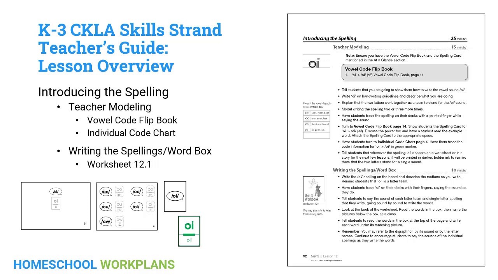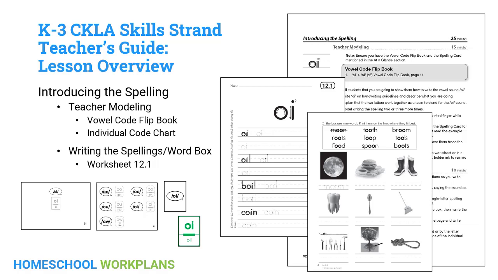And then step by step, you'll be guided through how to model for your student how to write OI, O-I, using neat penmanship, and then how to use O-I in spelling. You'll also be prompted to have students turn to page 4 of the individual code chart. And again, they'll either open that file on their tablet, or if you printed that file, it should be nearby. All right, and finally in that first section there, it guides you on how to explain to them how to use the worksheet.